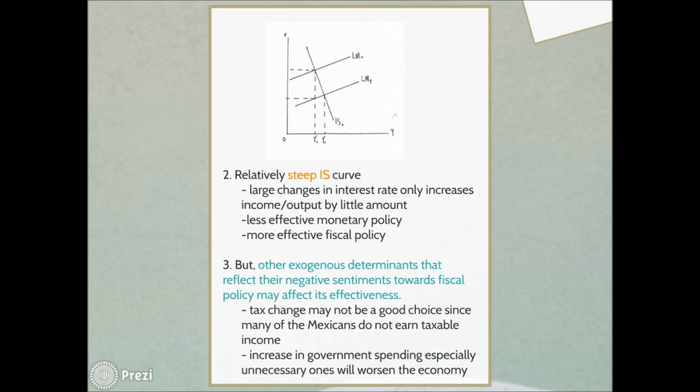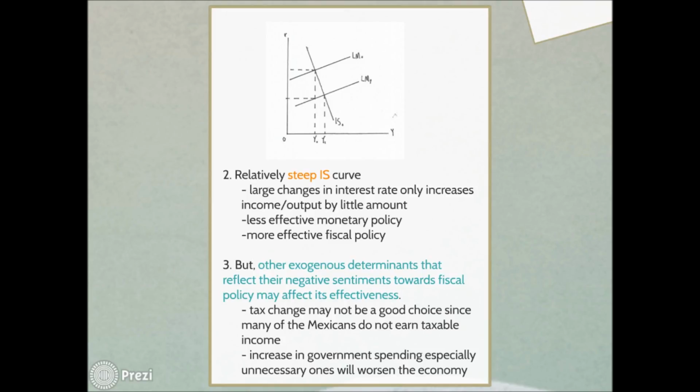In these cases where the IS curve is steep, we can expect to have to introduce more fiscal policies in our market to boost the economy. But other exogenous determinants that I have mentioned earlier, which reflect their negative sentiments toward the government, may affect the fiscal policy's effectiveness.